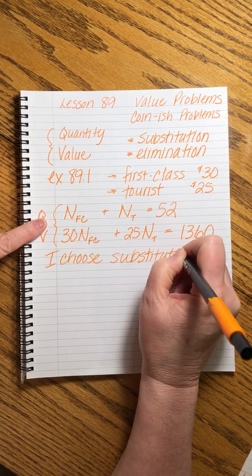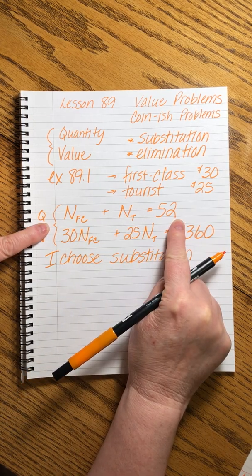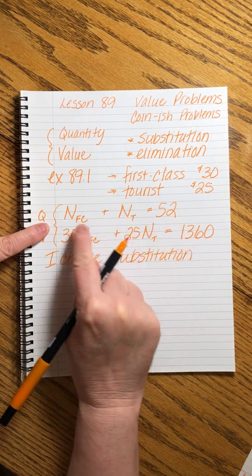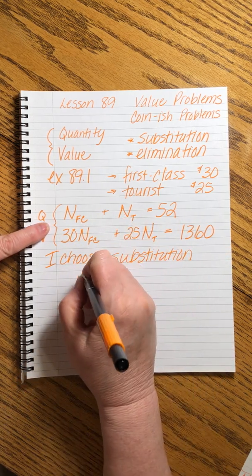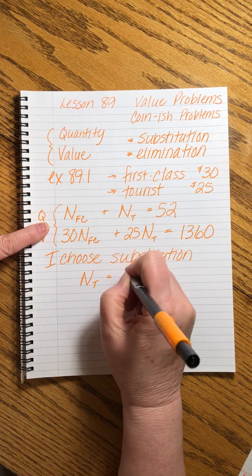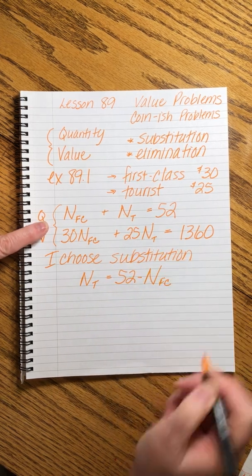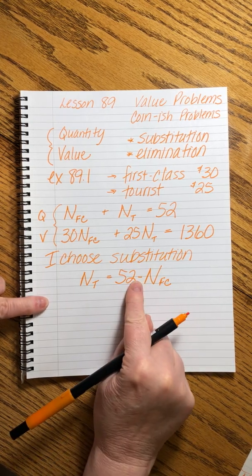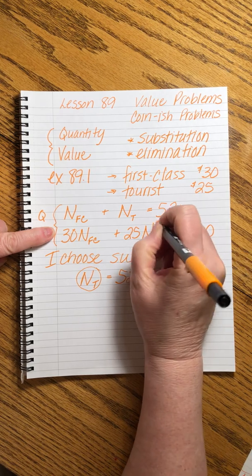The reason I choose substitution is because I can easily rearrange this to get one of the variables by itself. I'm going to choose to subtract this one to the other side, and then I'll have NT equals 52 minus number of first class. Okay? Now I'm going to substitute this into this. So here's one NT, here's the other NT.